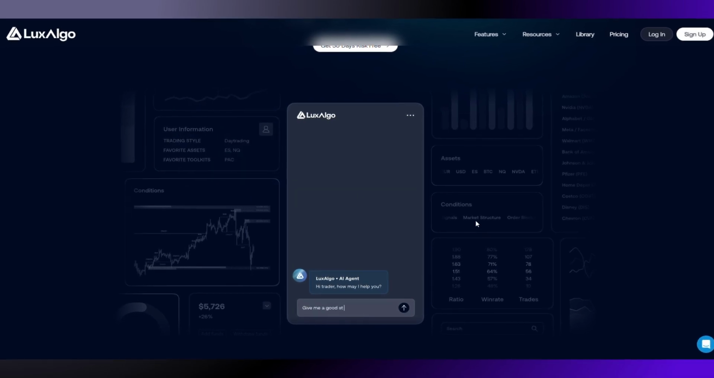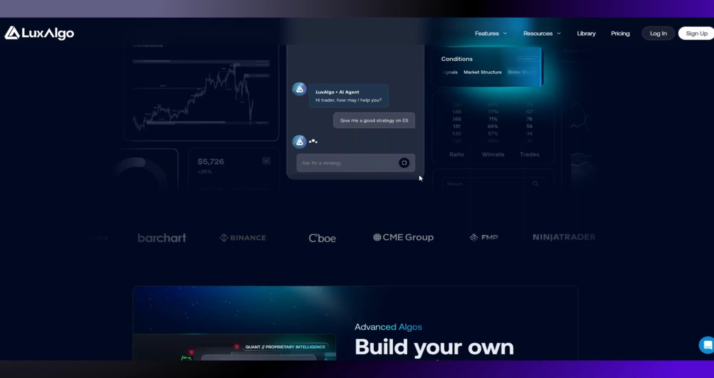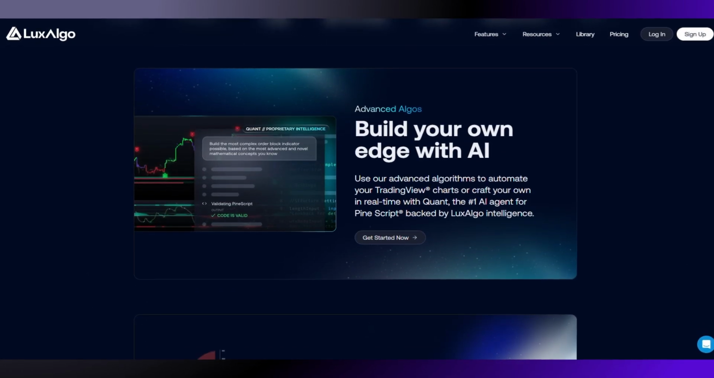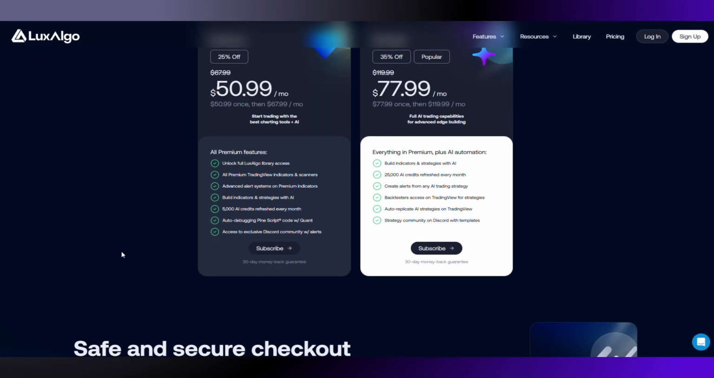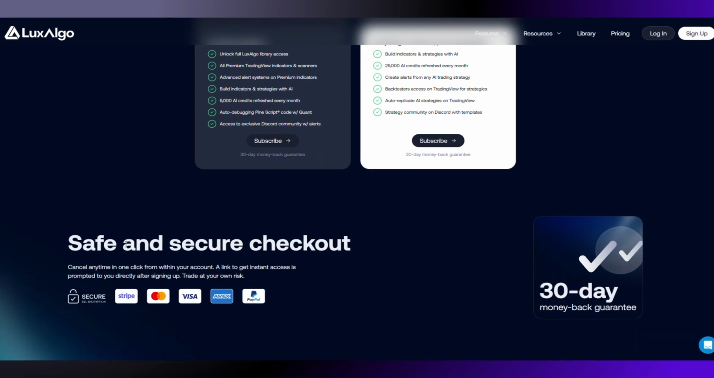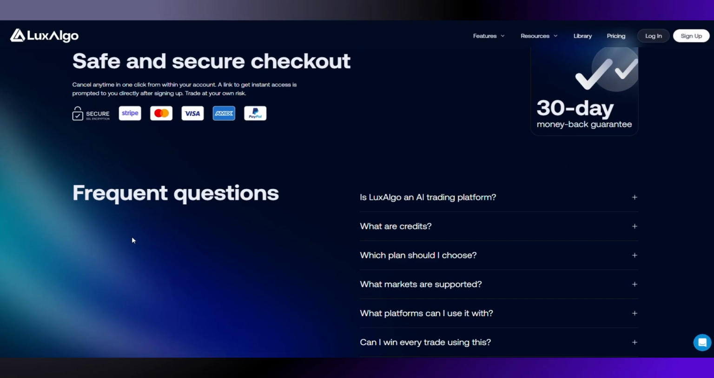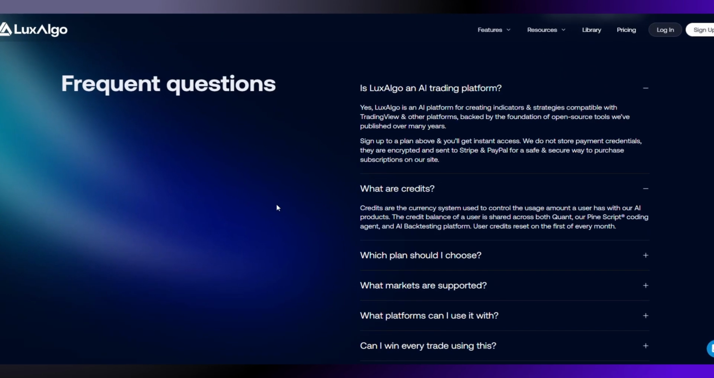Let's break it down. The Premium plan focuses on TradingView tools. You get price action concepts, signals and overlays, oscillator matrix, screeners, and advanced alerts. For most active traders, this is the core LuxAlgo experience. But here's the catch. Premium stops at indicators and signals. It doesn't include the AI backtesting and automation features.